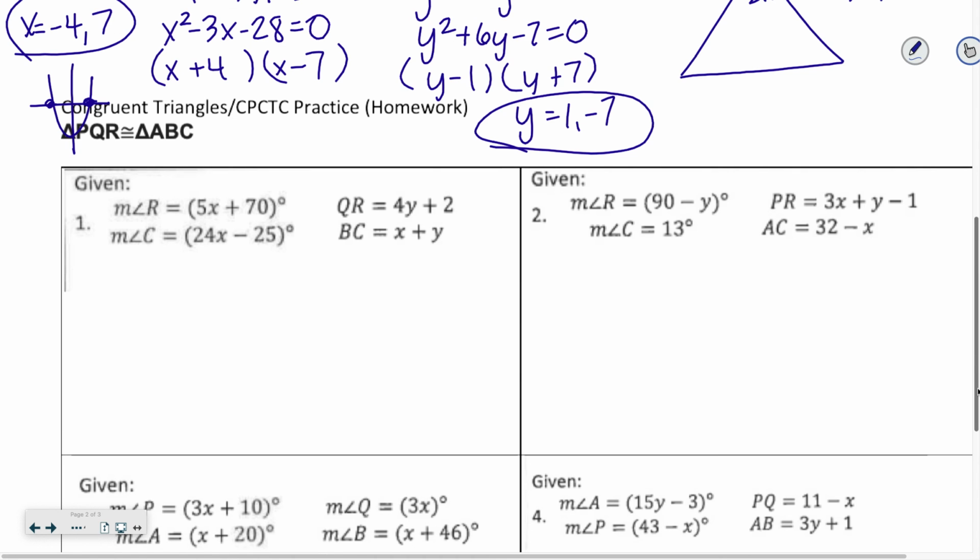All right, I want you to try number 1. And I'm going to give your quiz back while you do number 1. You're using this congruency statement right here for all 4 of these. Now, given does not mean we're writing a proof. It just means that's the information you are given.